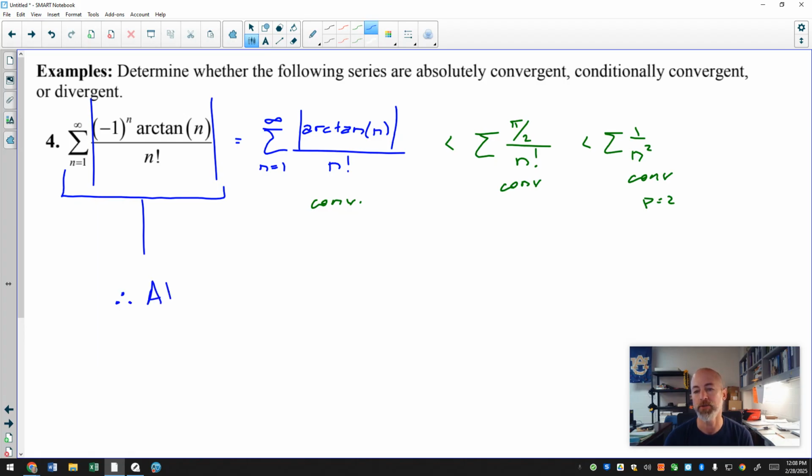This is absolutely convergent. And again, that is not a statement of confidence. Absolutely convergent is not saying that I know it converges. It's saying that the series and its absolute value converge. So there's some examples of absolute and conditional convergence, and hopefully that made some sense to you.